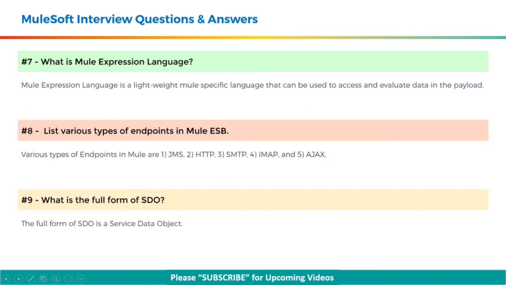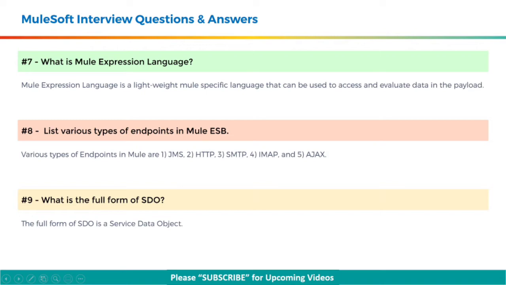Moving on, what is Mule Expression Language? Mule Expression Language is a lightweight Mule-specific language that can be used to access and evaluate data in the payload. Next, list various types of endpoints in Mule ESB. Various types of endpoints in Mule are JMS, HTTP, SMTP, IMAP, and AJAX.